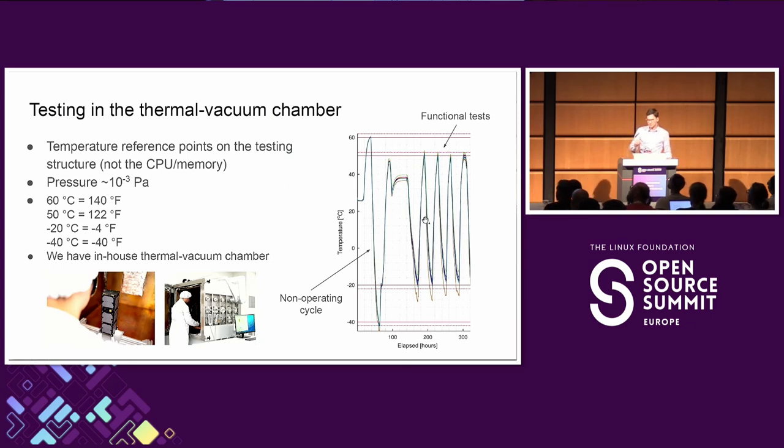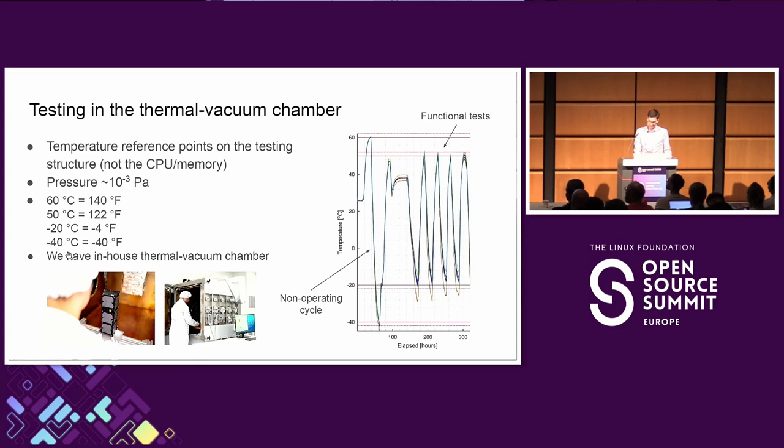These temperatures are from the reference point on the structure, not on the CPU. The temperature on the CPU is higher. It sometimes reaches about 80 degrees Celsius, because there is a problem with cooling. So the temperature is really high, but this is from the thermal vacuum chamber. The pressure there is similar to what's in space, or is representative enough. I put the conversion table for our friends from America, etc.